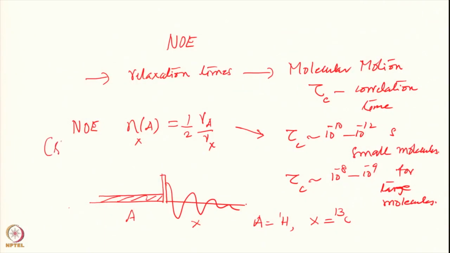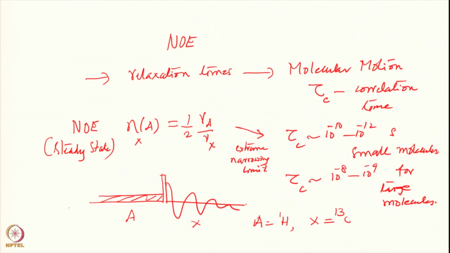So, this is what we call the steady state NOE. And this limit is called the extreme narrowing limit. This is for small molecules with very rapid motions. Here the tumbling is very rapid, the motions are very fast, so the averaging happens much better, and the relaxation times are also very different. Without going into the theoretical details, this is just to show you what it will look like.